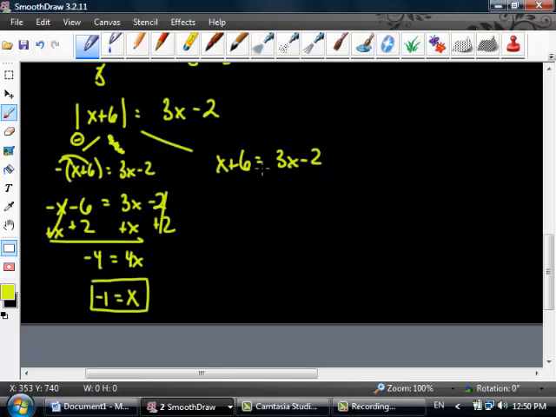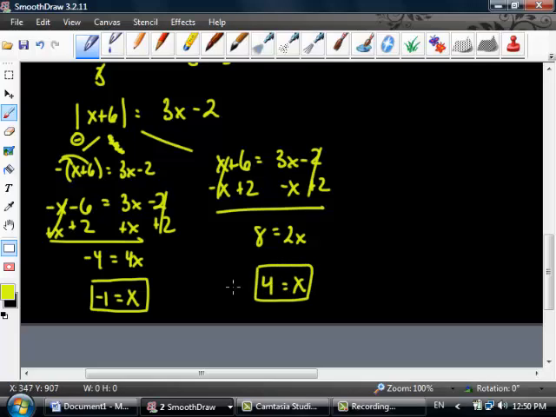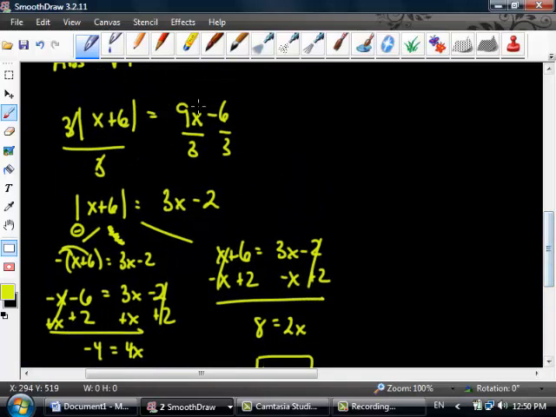Okay? I'm going to go ahead and subtract x from both sides here. I'm also going to add 2 to both sides. So I get 4x equals, I'm sorry, not 4x. What am I doing? 2x equals 8. Therefore, x equals 4. Okay, I've got two answers, right? 4 and negative 1.